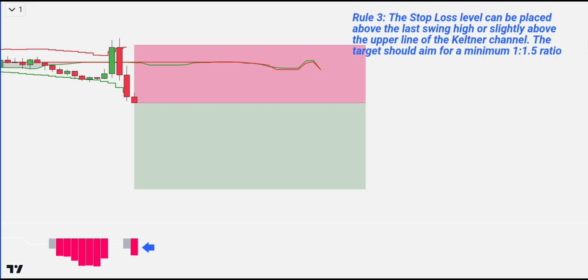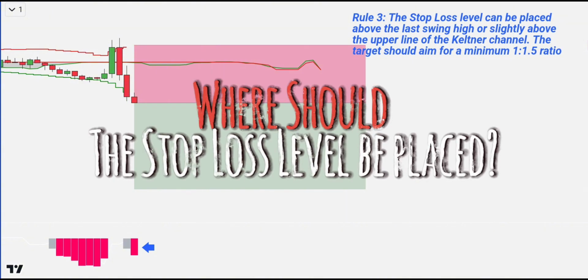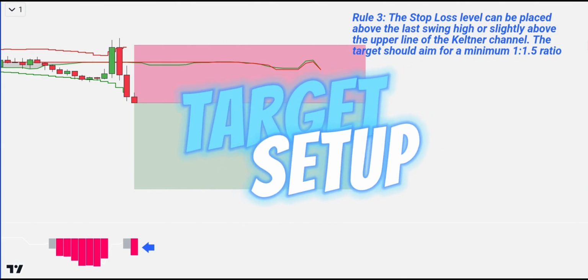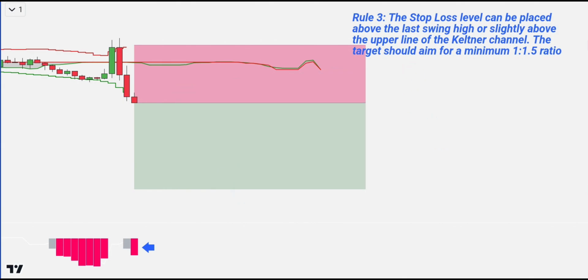Short position Rule 3. Stop loss and target setup. Objective: effective risk management and target setting. Stop loss placement. Option 1: above the last swing high. Option 2: slightly above the upper line of the Keltner channel. Target setting: aim for a minimum risk-reward ratio of 1 to 1.5.